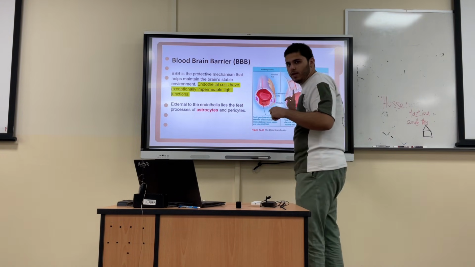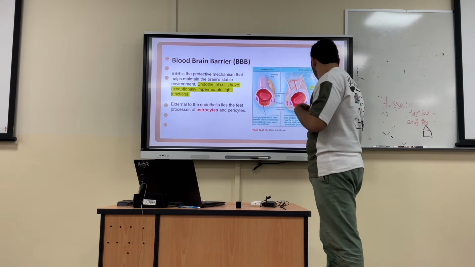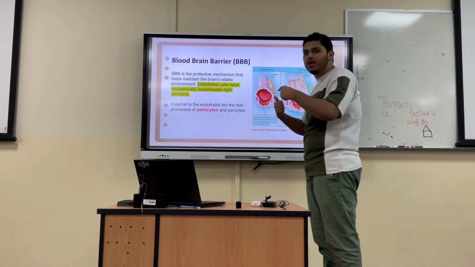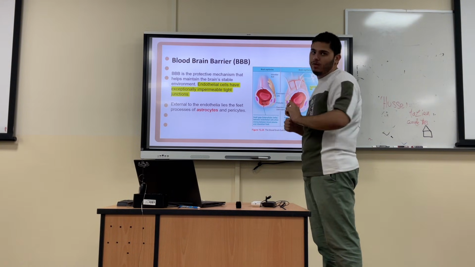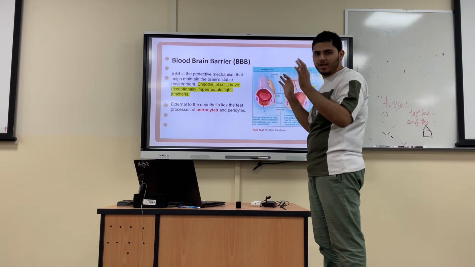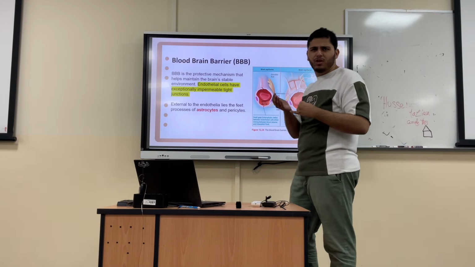On the other side, in the brain, we don't have this cleft. Instead, we have tight junctions. We don't have intercellular clefts in the brain capillaries. And we also have astrocytes, of course, one of the glial cell types, which nourish and protect the vessel, and that's it.